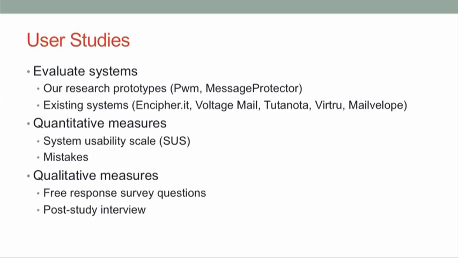In the studies we've done, we've evaluated our own research prototypes and compared them against some other systems that are out there, some commercial and research systems. We've gotten quantitative measures using the System Usability Scale, and we count mistakes that people make. We get qualitative measures by asking free response survey questions and interviewing the participants after they're done with the study.